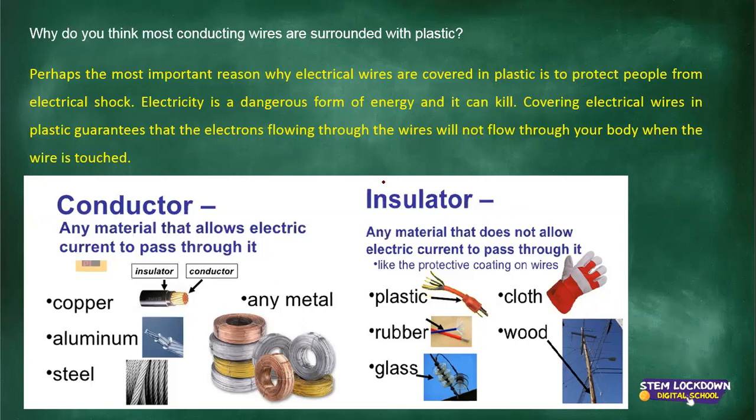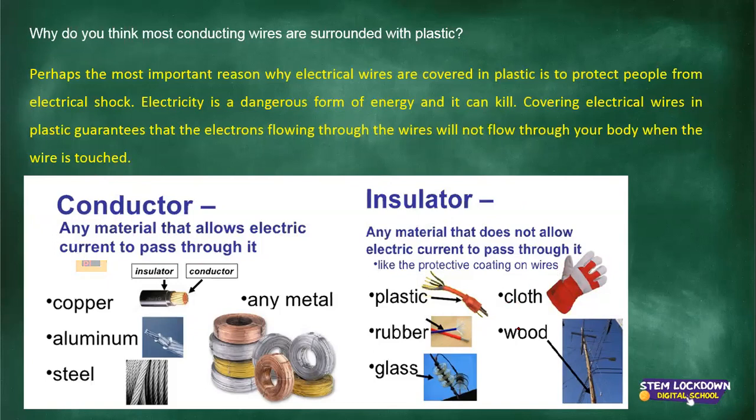So I'll repeat it. A conductor is any material that allows electrical current to pass through it, and an insulator is any material that does not allow the electrical current to pass through it. An insulator is something like a protective glove that protects you.